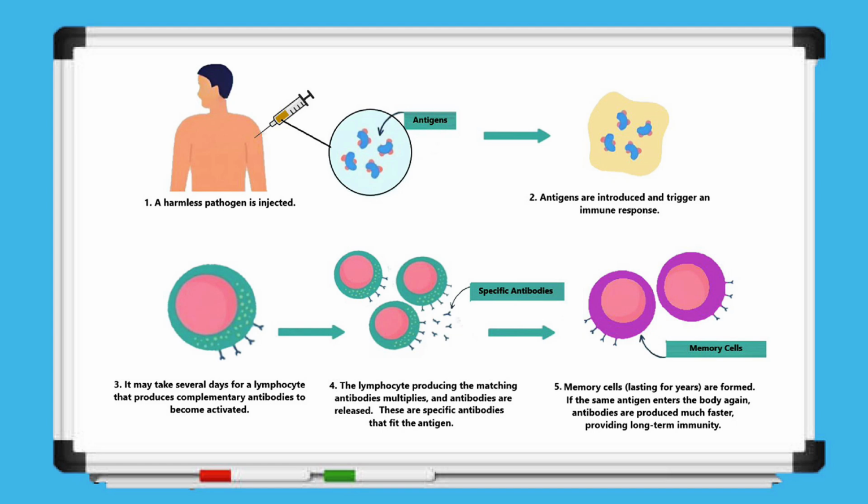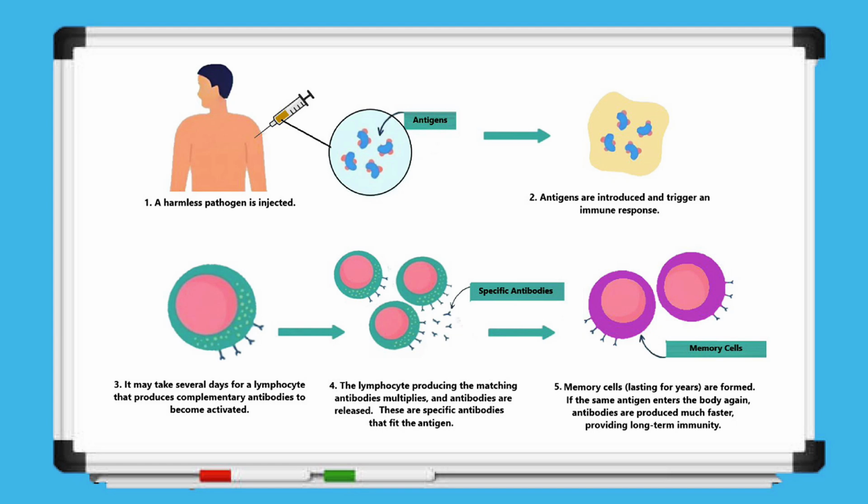Once activated, these lymphocytes release large numbers of specific antibodies that fit the pathogen's antigens perfectly. At the same time, memory cells are formed. These memory cells can remain in the bloodstream for years, providing long-term immunity. If the same antigen enters the body again in the future, these memory cells allow antibodies to be produced much faster and in greater amounts, destroying the pathogen before it can cause illness.